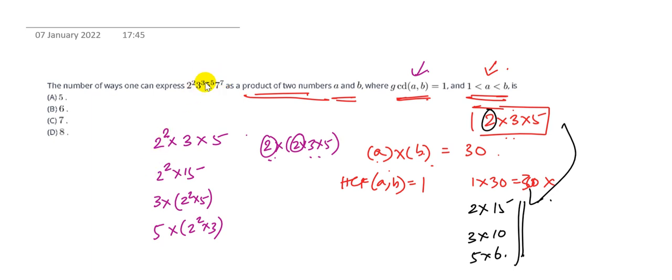So now forget the power. So now look at the number like this, 2 into 3 into 5 into 7. Simple. Now tell me in how many ways you can express it as a product of two numbers.